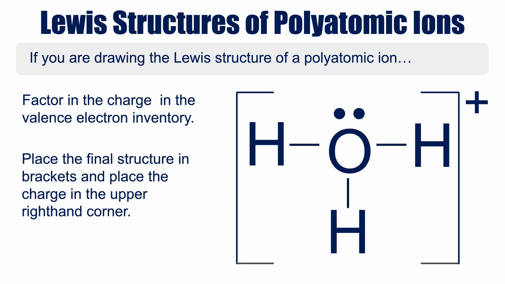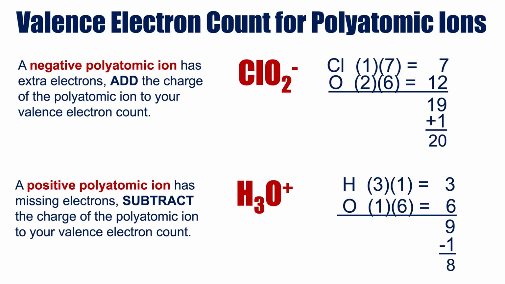All right, so the next thing that we need to look at is sometimes you're going to be asked to draw a Lewis structure of a polyatomic ion. If you're drawing the Lewis structure of a polyatomic ion, there's just 2 key things that you need to pay attention to. The first is you have to factor the charge into your valence electron inventory. The second thing is you need to place the final correct Lewis structure in brackets with the charge in the upper right-hand corner. So in terms of dealing with the inventory for a polyatomic ion, you're doing exactly what we did in the past 2 examples. The only difference is you're going to take that inventory and do the opposite of whatever the charge is to get the final number.